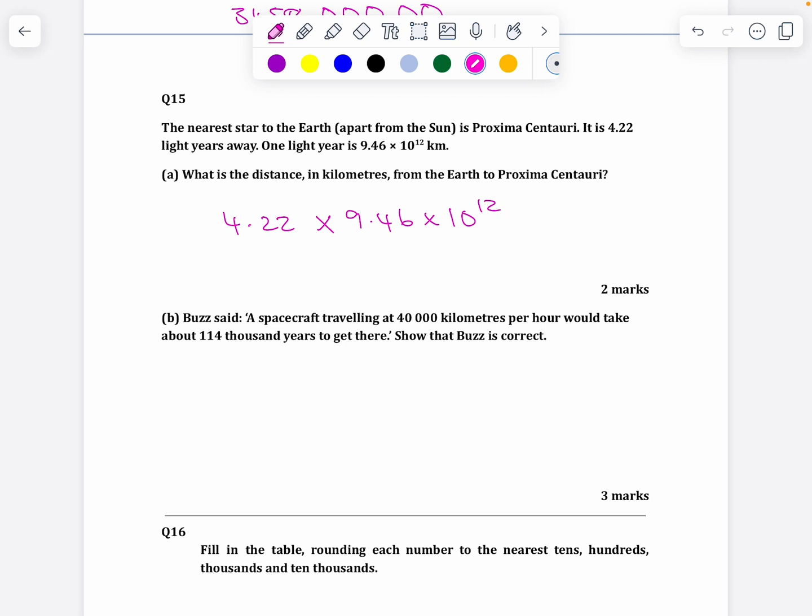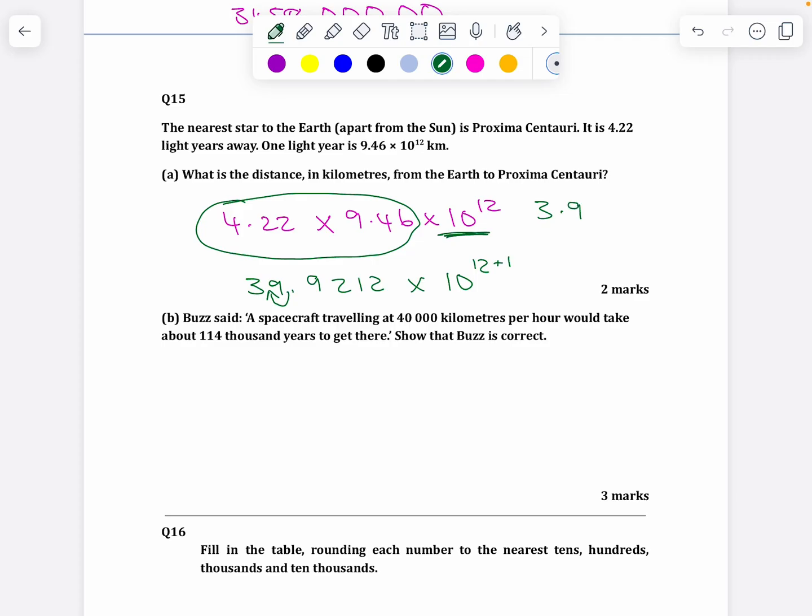If your calculator won't allow it, then simply multiply these two together, which gives you, I think, 39.9212 times 10 to the power 12, because you can't forget the 10 to the power 12. Then to make it standard form again, we're going to move the decimal point this way. So we need to add another one on there. So our answer is 3.99212 times 10 to the power 13.